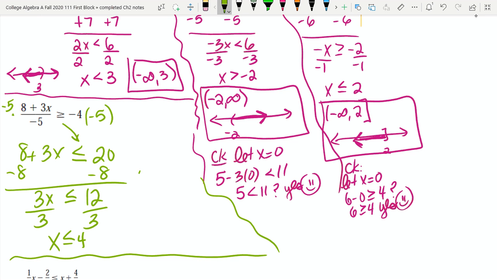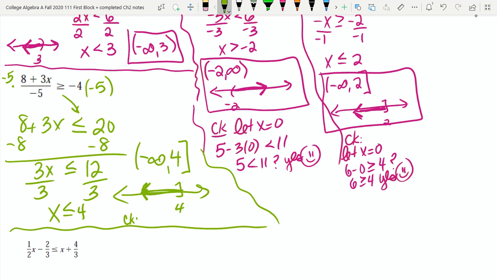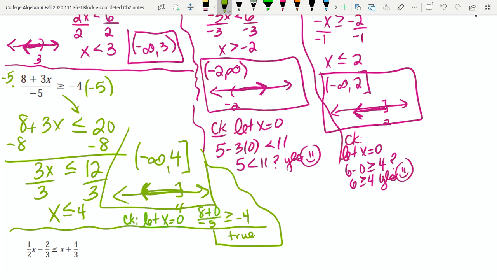Again, let's do a check on this. So this is really negative infinity until 4 with a bracket. And the graph would be 4 here, arrow going left. And again, let's do a check. So let x equal 0, because that's less than or equal to 4. So that'd be 8 plus 0 over negative 5. Is that greater than or equal to negative 4? And so that would be true. So this is my solution. Those are my solutions, I guess.